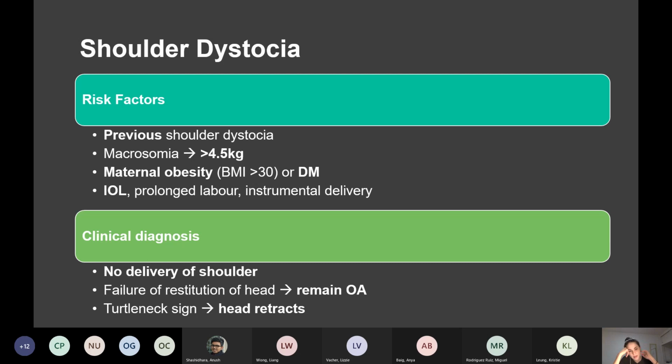So there basically is a clinical diagnosis based on the fact that the shoulders have not delivered after the delivery of the head, so they should come out with the next contraction. You get failure of restitution of the head, so the head will remain in the OA position rather than turning into OT. So it will be occipital anterior rather than occipital transverse, basically.